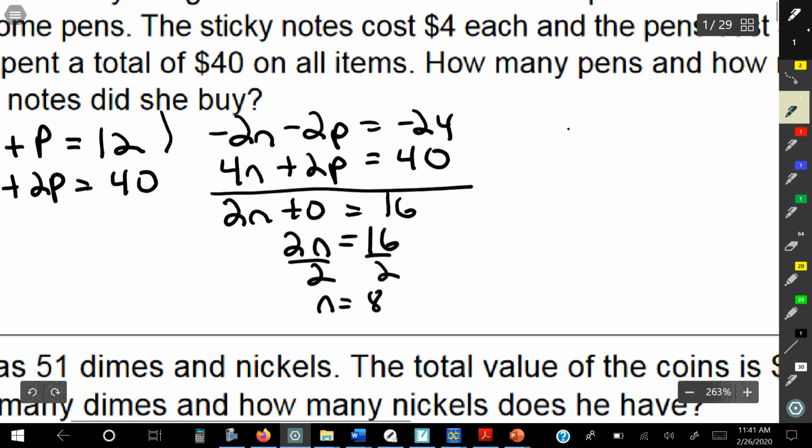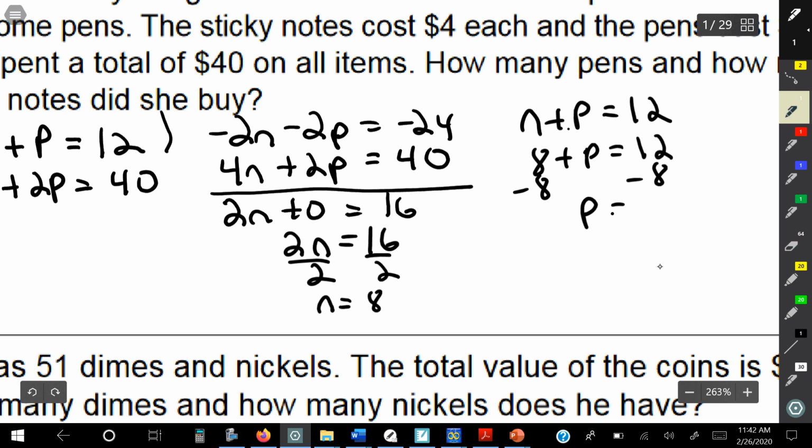Okay, so I've got n plus p is equal to 12. I'm going to plug in 8 for n. Subtract 8 on both sides, and p is equal to 4. And it makes sense: if you bought 8 sticky notes and the total number of items is 12, then 4 pens were bought. So that's it: 4 pens and 8 sticky notes.